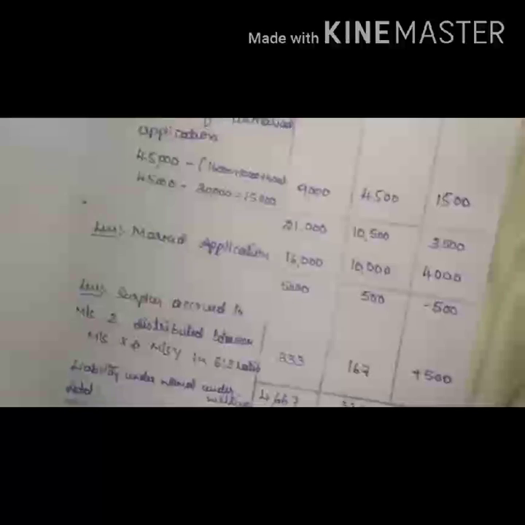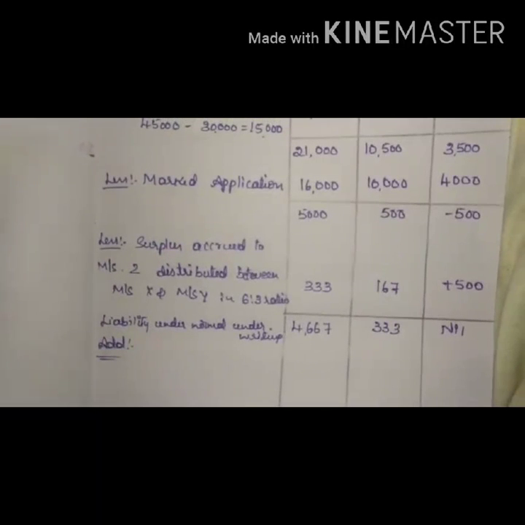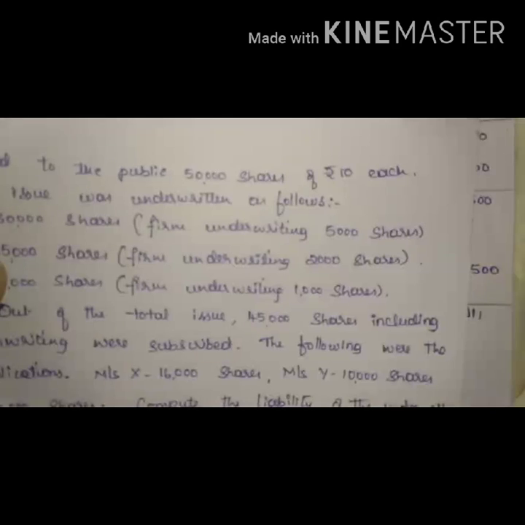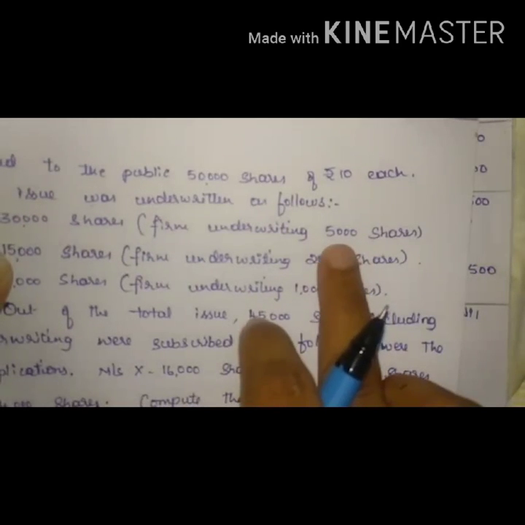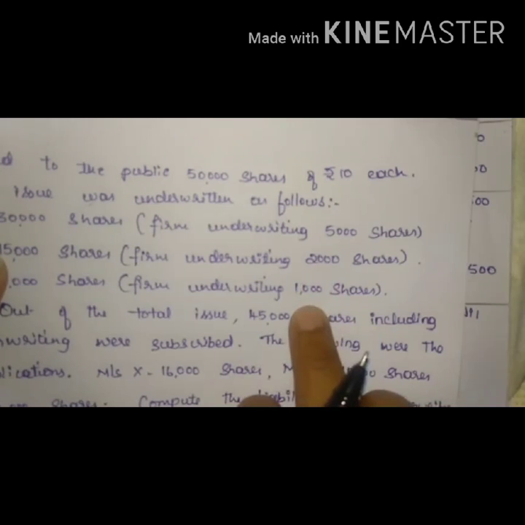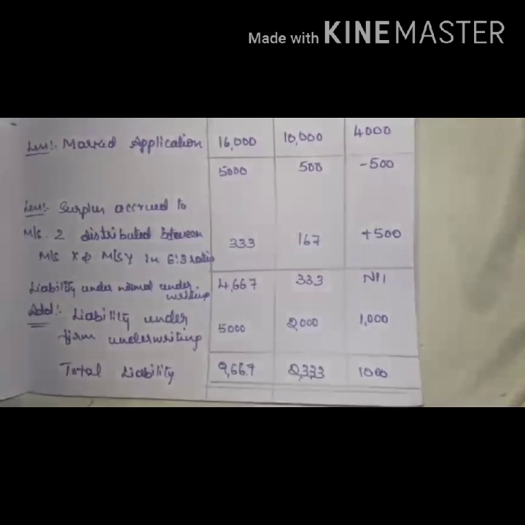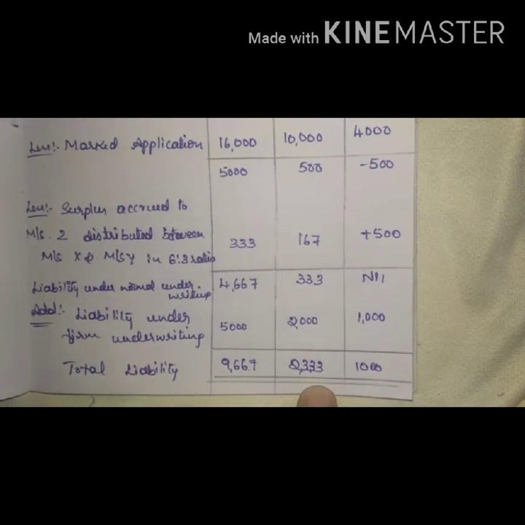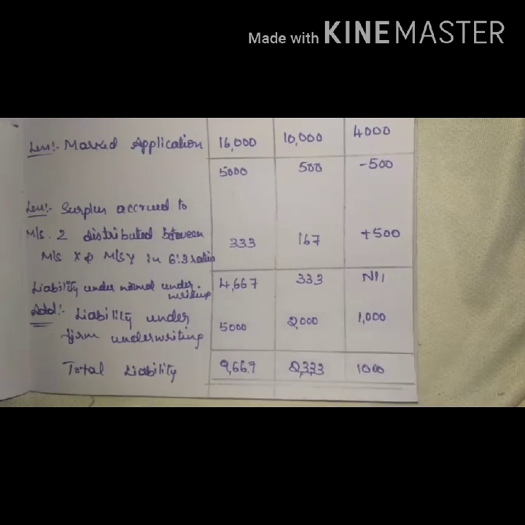Next there is one more underwriting, that is firm underwriting. So we have to add the liability under firm underwriting. Firm underwriting: X 5,000, Y 2,000, and Z 1,000 shares. Now we'll be getting the total liability of X 9,667 shares, Y 2,333, and Z 1,000 shares.